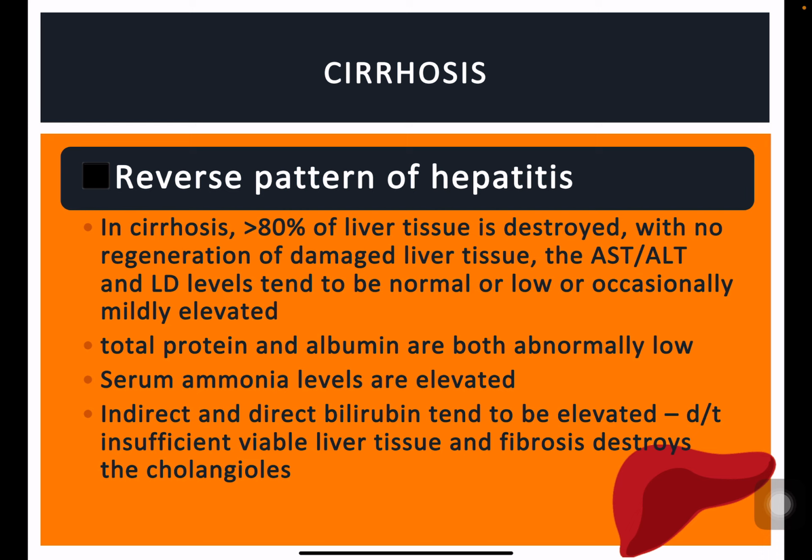Okay, and also the indirect and direct bilirubin tend to be elevated due to insufficient viable liver tissue and fibrosis destroying the cholangioles. So in cirrhosis, again, AST, ALT, lactate dehydrogenase could be normal, low, or occasionally mildly elevated. Protein and albumin are abnormally low, and you have elevated or increased levels of ammonia and indirect and direct bilirubin.